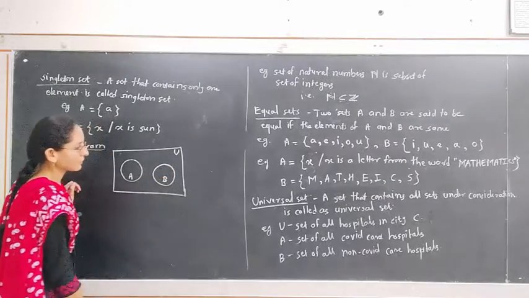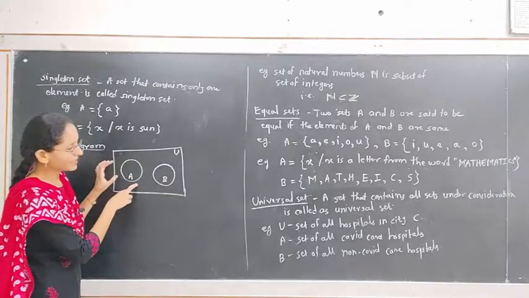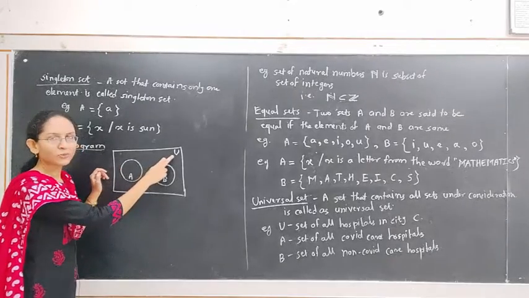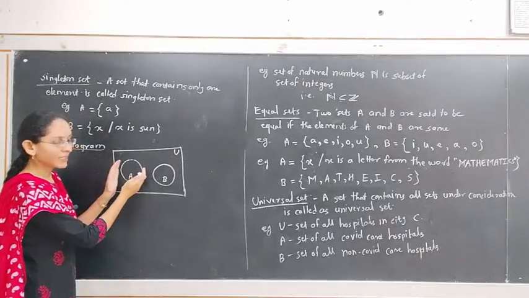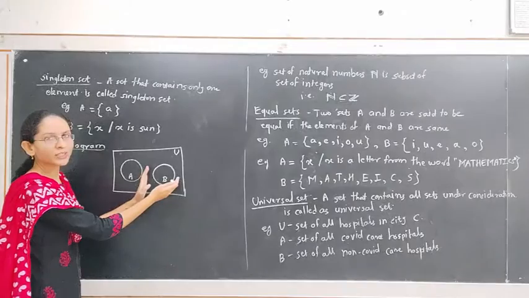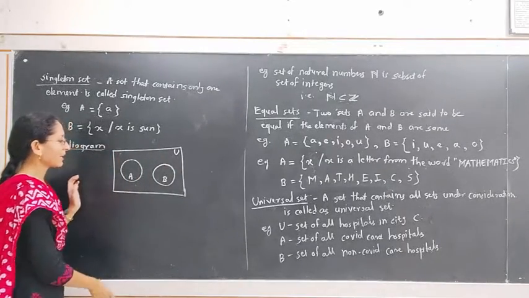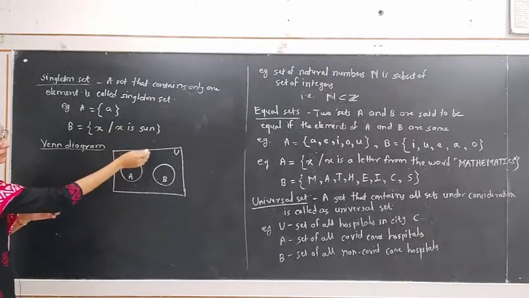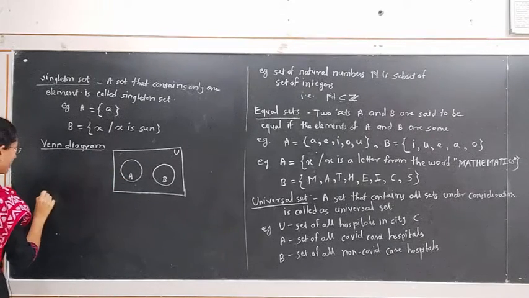This is set B. This is the Venn diagram representing that set A and set B are subsets of set U. U is the set of all hospitals. A is one set that is contained in set U. B is another set of all non-COVID care hospitals that is contained in set U. This is the Venn diagram. We can also represent some other sets by using a Venn diagram.